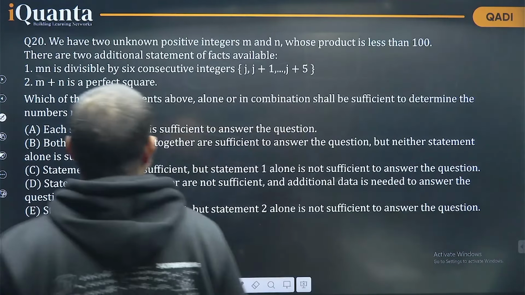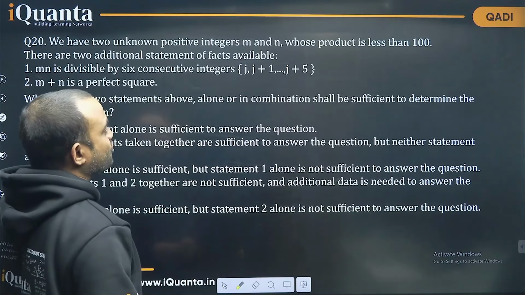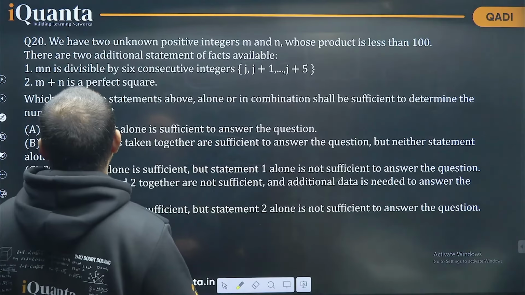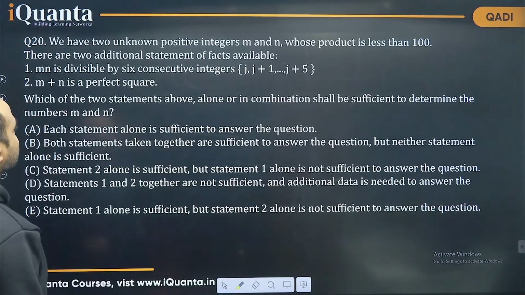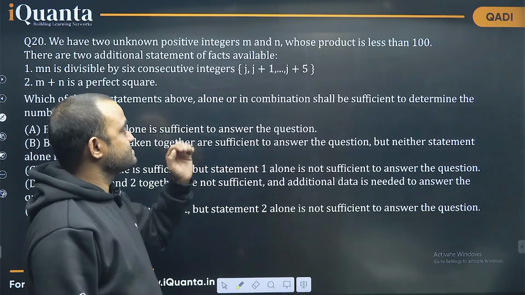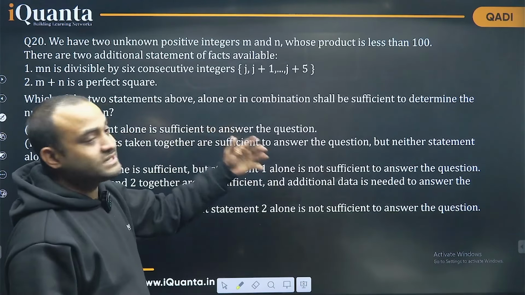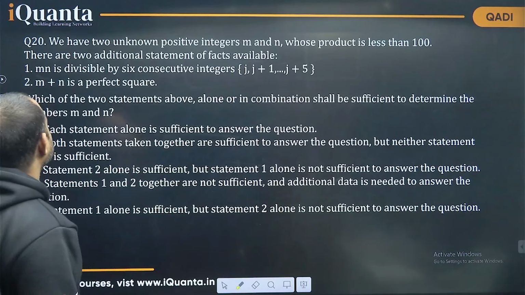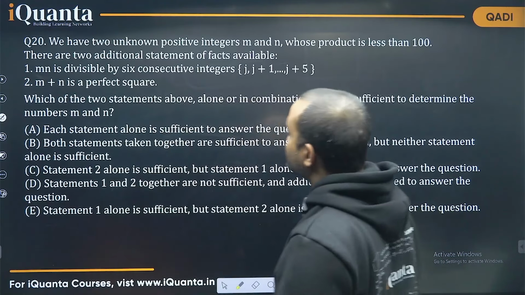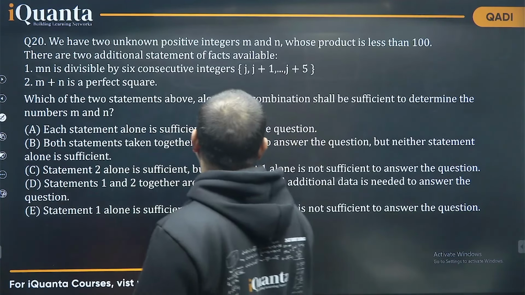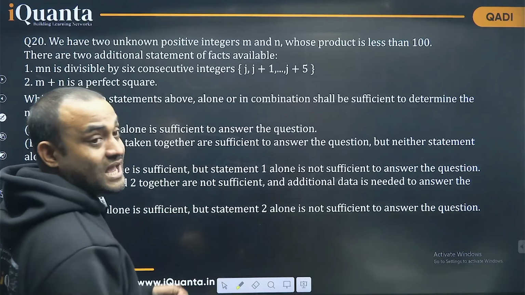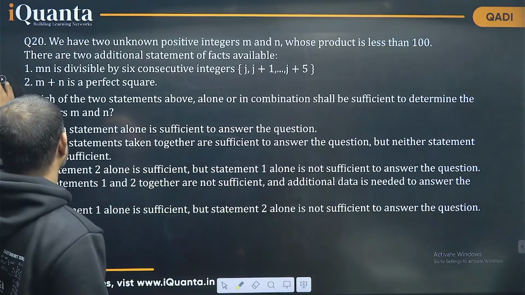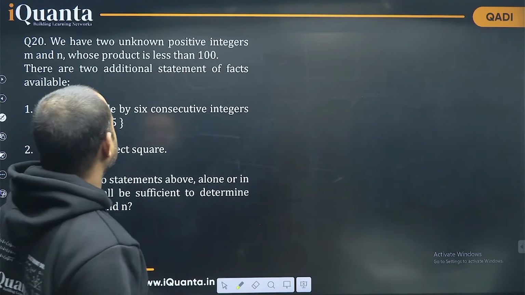We have two unknown positive integers m and n whose product is less than 100. There are two additional statements of facts available. M into n is divisible by 6 consecutive integers j, j plus 1, j plus 2 till j plus 5. M plus n is a perfect square. Which of the two statements above, alone or in combination, shall be sufficient to determine the numbers m and n both? Okay, so let's try to solve this.